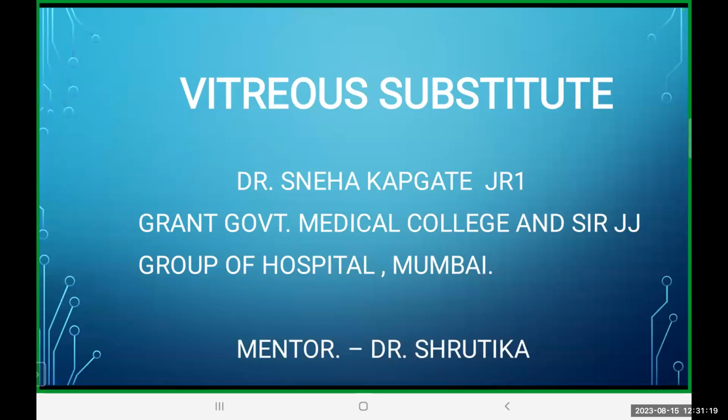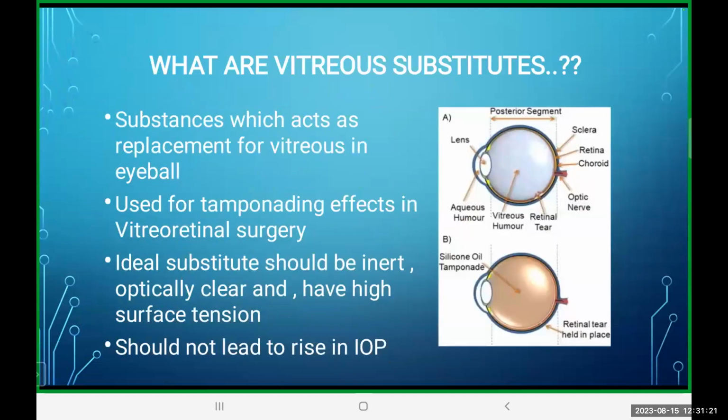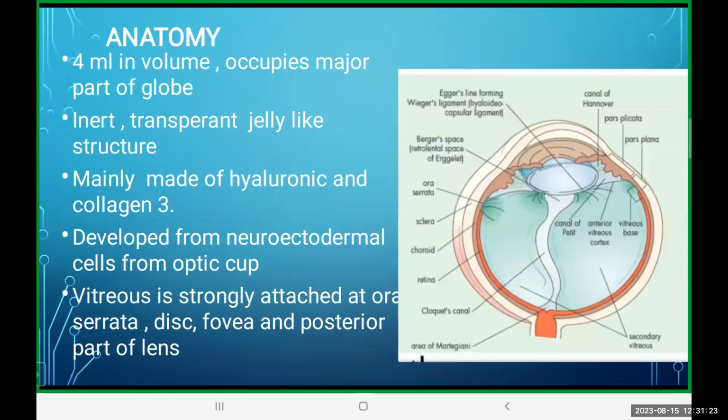I am Dr. Sneha Kapgate from Government Medical College and Sir JJ Group of Hospitals, Mumbai, presenting a seminar on vitreous substitutes. Let's first see the anatomy of the vitreous cavity. It is 4 ml in volume and occupies the major part of the globe. Vitreous is an inert, transparent, jelly-like structure mainly made up of hyaluronic acid and collagen type 2. It is developed from the neuroectodermal cells of the optic cup, and the vitreous is strongly attached to the ora serrata, disc, fovea, and posterior part of the lens.